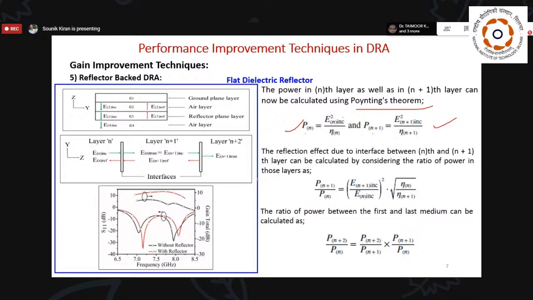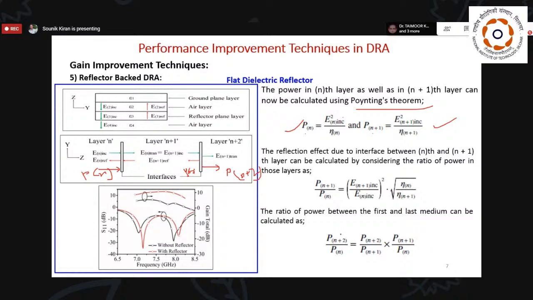So in this case, if someone wants to find the ratio of power, because our main idea was that our wave was incident from here, and finally it is being transmitted from here. So we need to find the power that is available in this n plus 2 region, and then what is the power that was in the Pn region. So to find the power ratio of Pn plus 2 upon Pn, this is nothing but Pn plus 2 upon Pn plus 1, times Pn plus 1 upon Pn. Okay, and by using this one, we finally can have an idea about how much power is being transmitted.